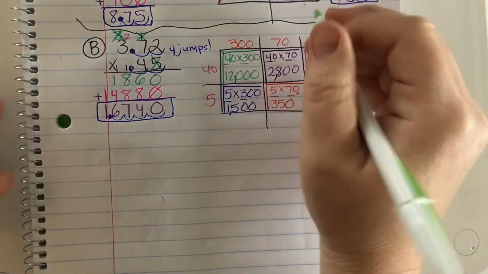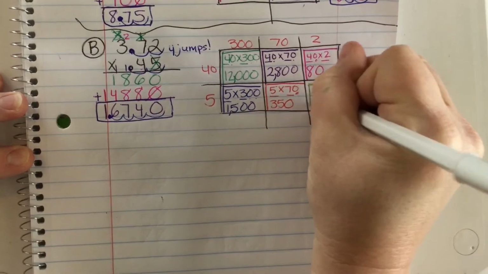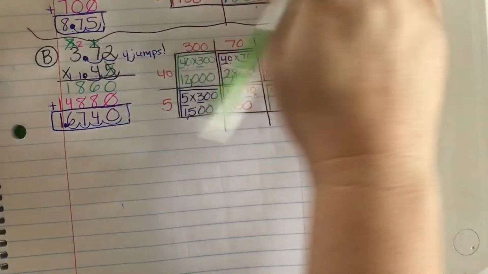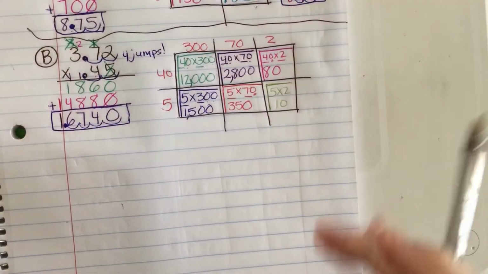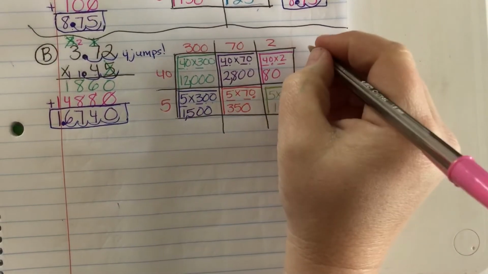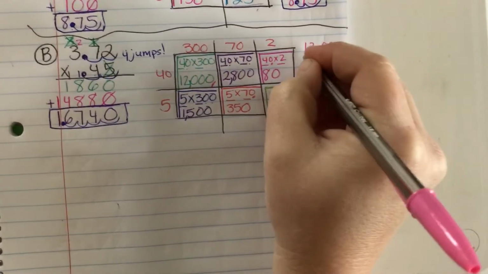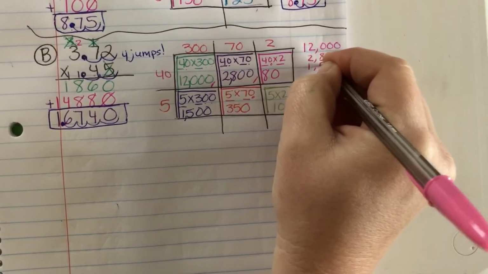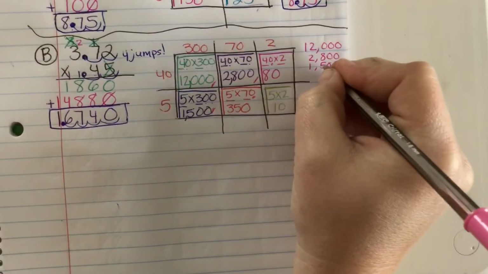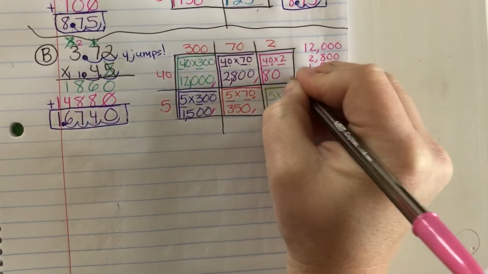And then our last spot here, 5 times 2, which is 10. Okay, and our next step is to add everything together. I need something to hold that down so it doesn't keep lifting up. There. All right, we have 12,000, 2,800, 1,500, 350, 80, and 10.